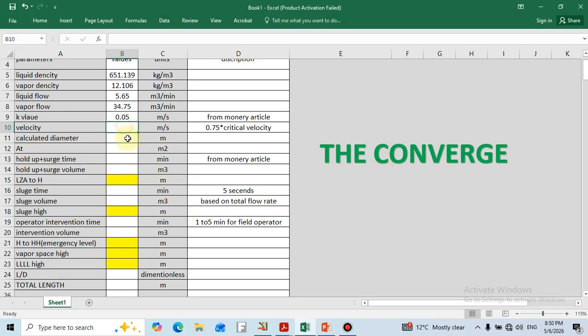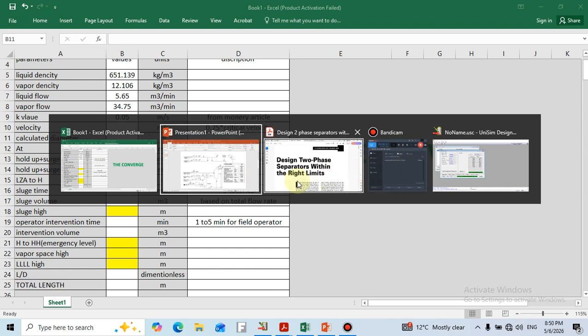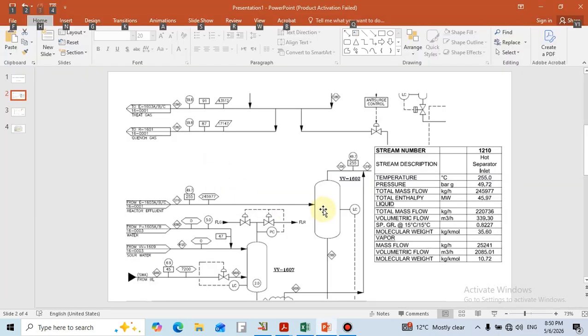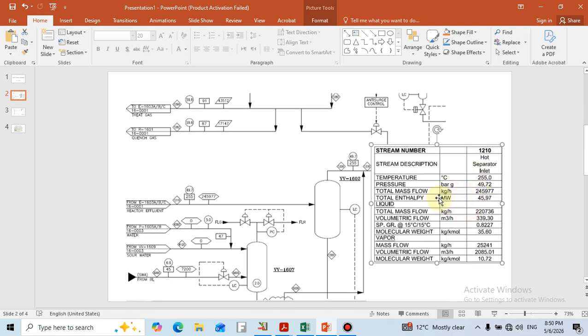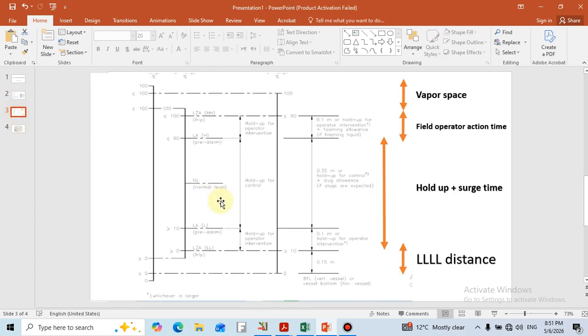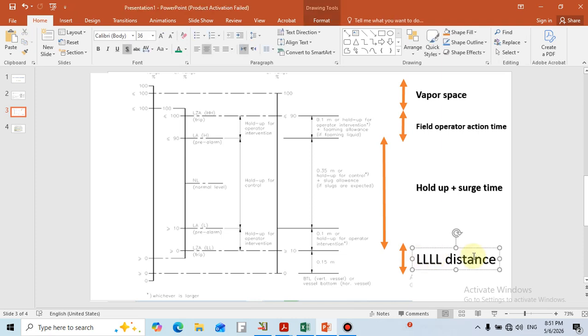I highly recommend you stop the tutorial and insert these values in the proper units to make sure that you are going to come with me step by step. So I will jump into the design procedure and the concept behind each step. I will talk about the low liquid level, distance, feed operation time, vapor space height.